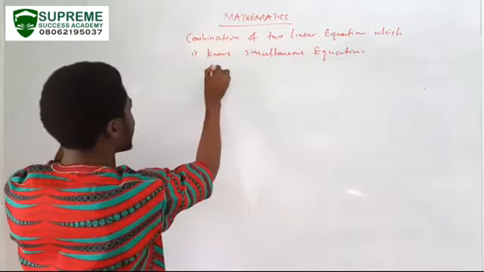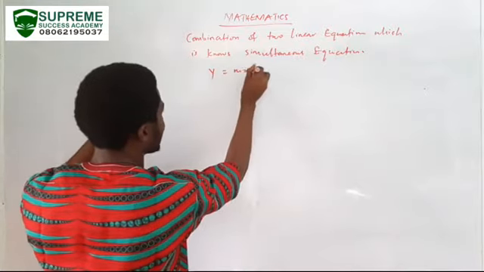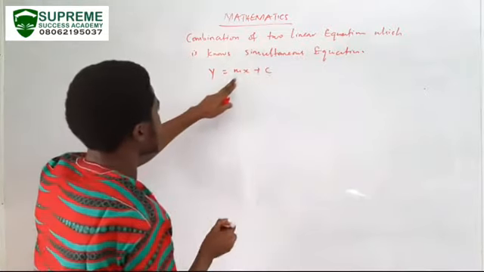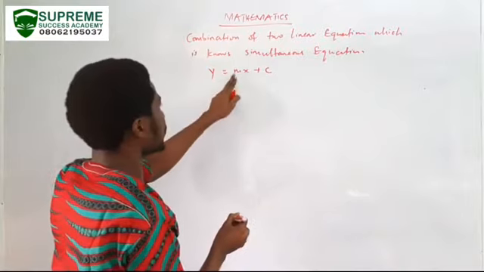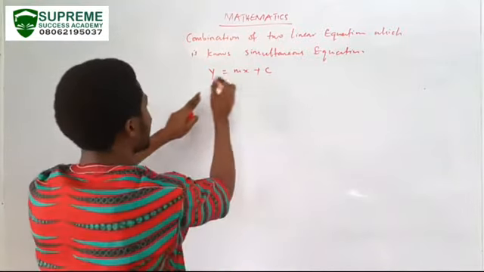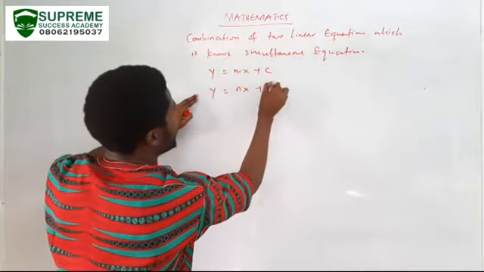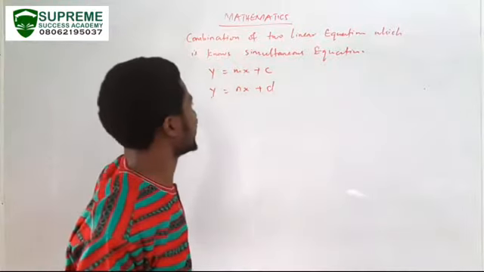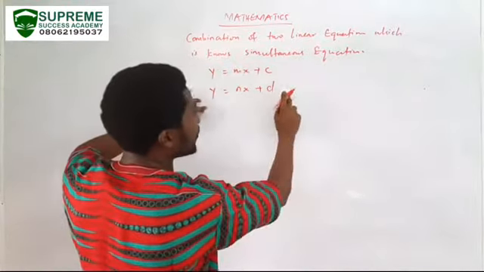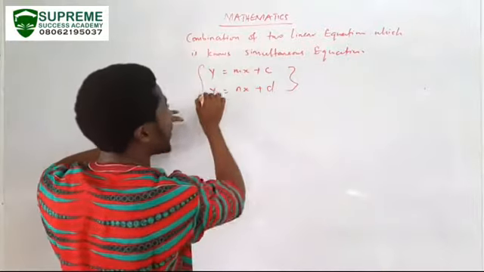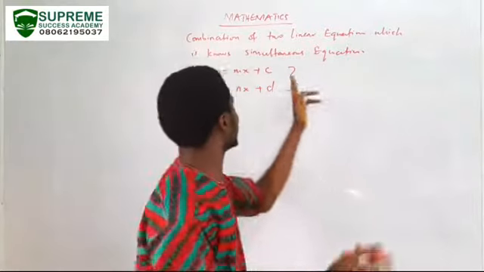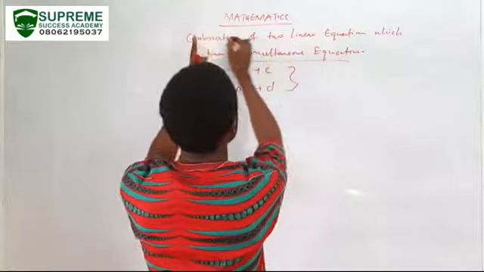If you have an equation of this form, y equals mx plus c. Now look at it. Y and x are the unknown variables. These others are constants. So definitely I can introduce another one: y equals nx plus d. That's what I'm saying. So we have this linear equation combined with this one. When you have these two equations, you have simultaneous equations. That's the essence of the basic information.